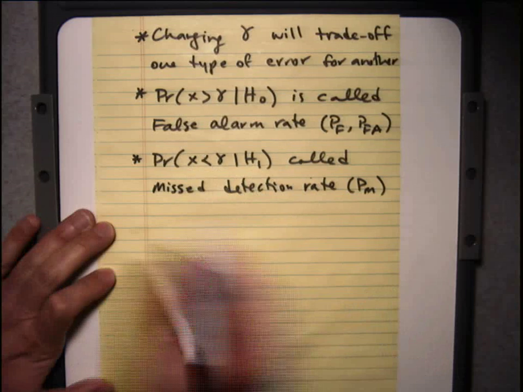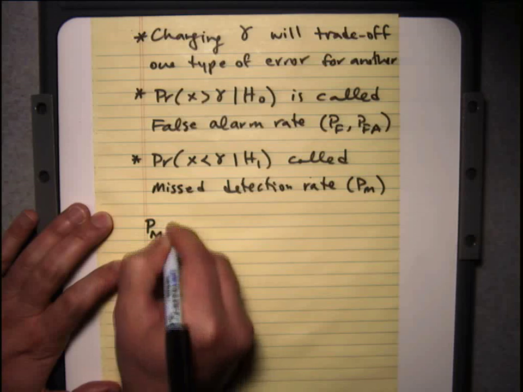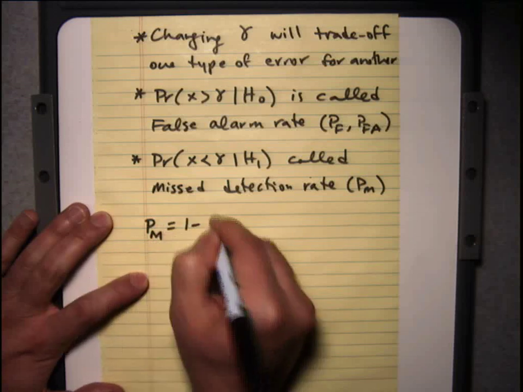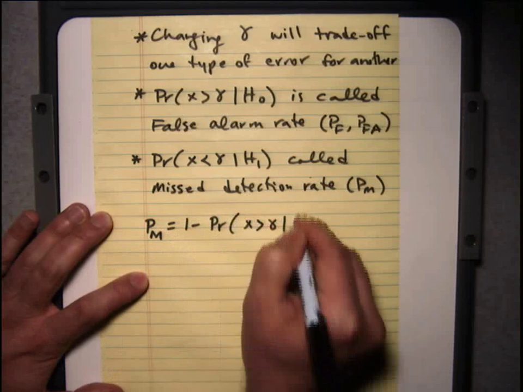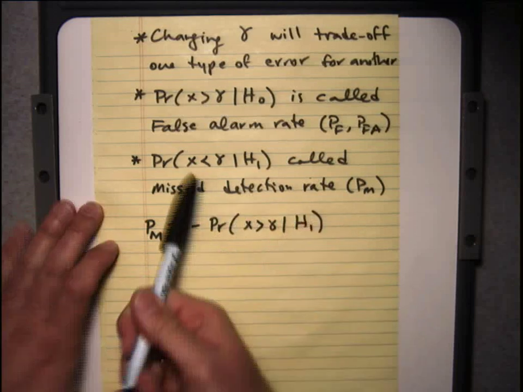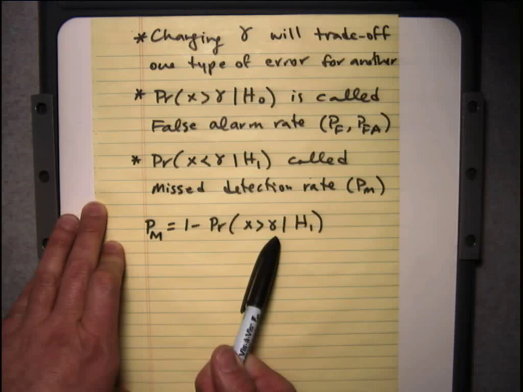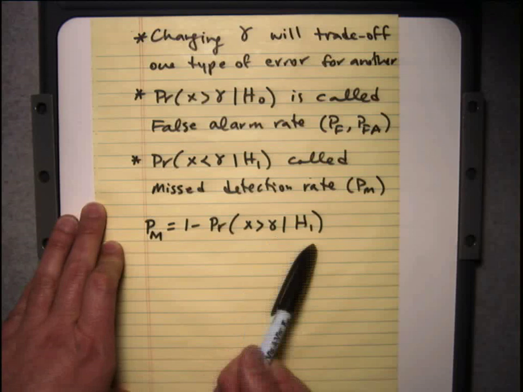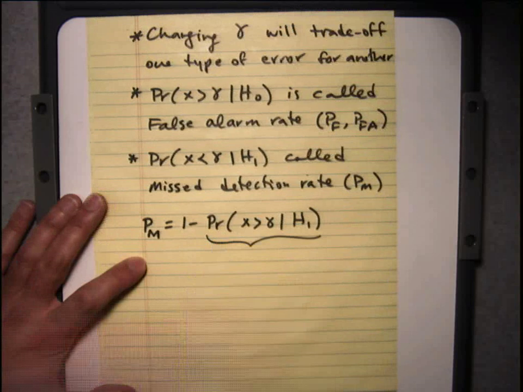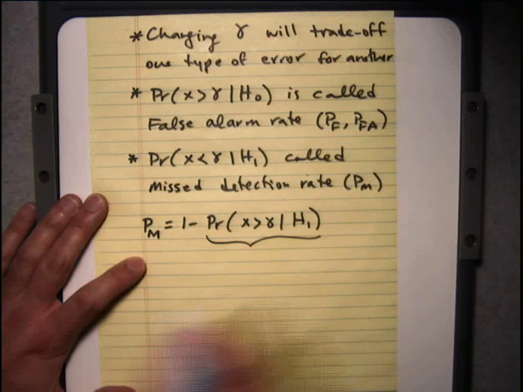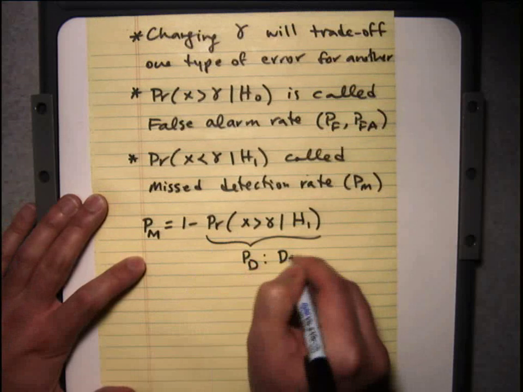Now, of course, related to this, we can write PM as 1 minus the probability that x is bigger than gamma, given H1. Remember, this is x less than gamma. You can write it as 1 minus the probability that x is bigger than gamma, given H1. Why do I bother with this? Because this is the quantity that I more often will be working with. And this we call P sub d, and it's called the detection probability.